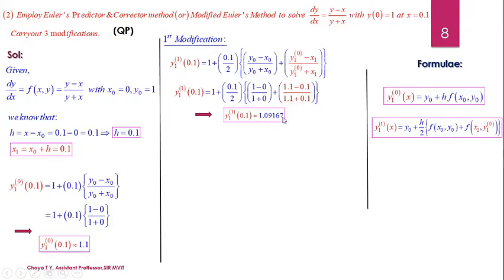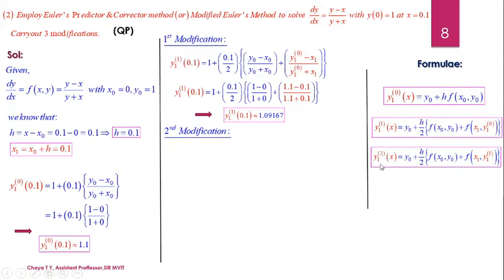as 1.09167. Now observe the difference between the values what you have obtained. Okay. So for the 4 to 5 required decimal places, we are getting the first modified value as 1.09167. Now let us consider the second modification. So what is the formula we have for the second modification?